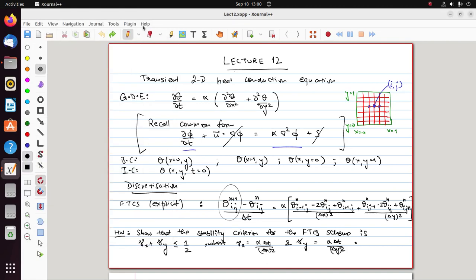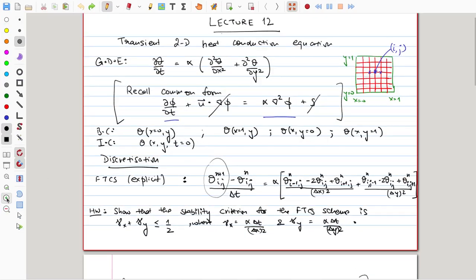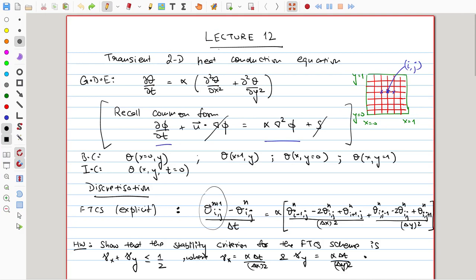So let's do a quick recap of what we were doing last week. We started with the transient 2D heat conduction problem. The only difference between this one and what we were discussing before was an extra added spatial dimension.